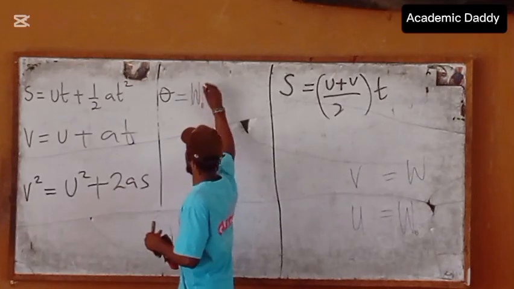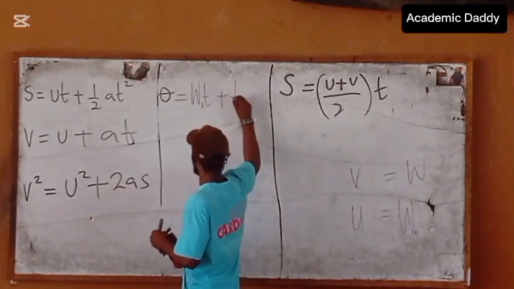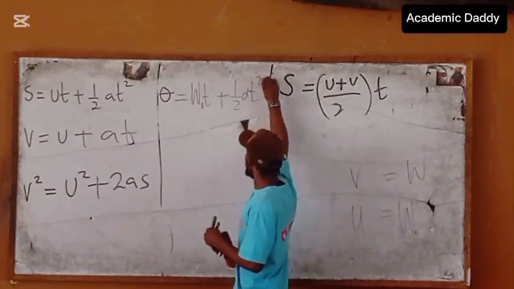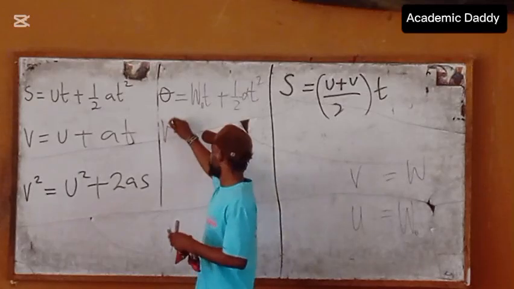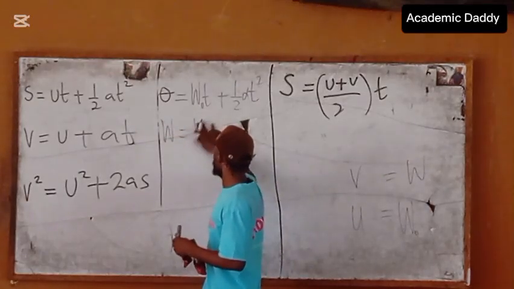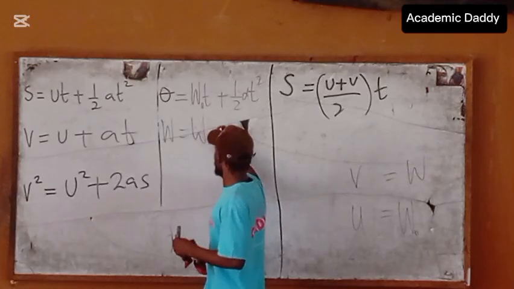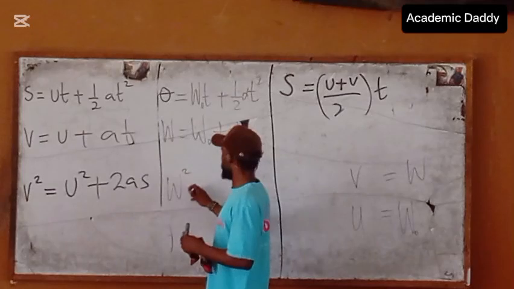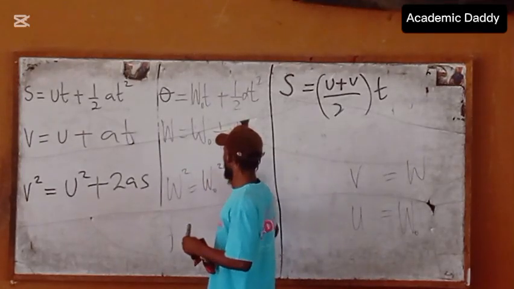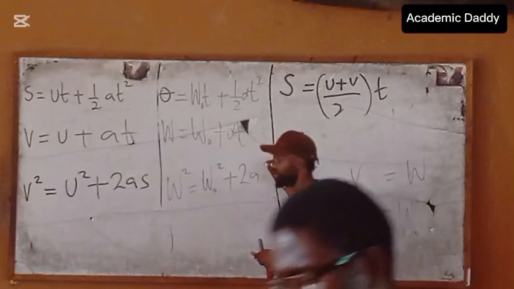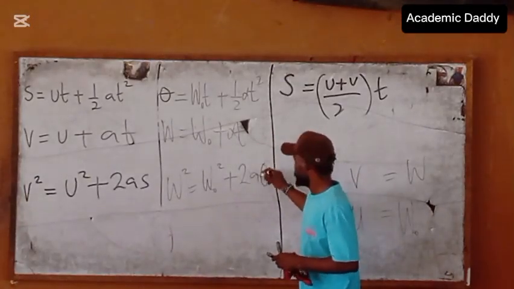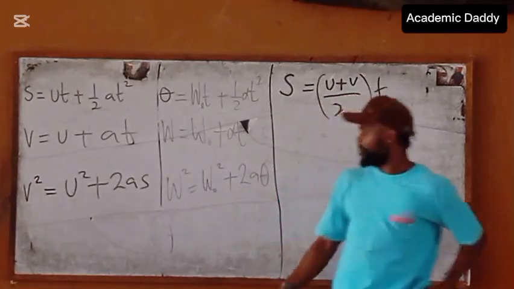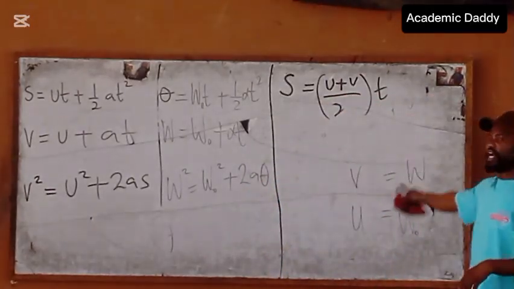So w equals w naught plus half alpha t squared. Nobody complains about that one. Why for this do I have w? So the name was w naught plus... so I now have w squared equals w naught squared plus 2 alpha theta. What did I write here? 2 alpha theta. Yes. So this is the equation of circular motion.